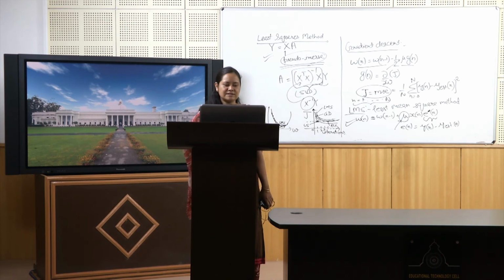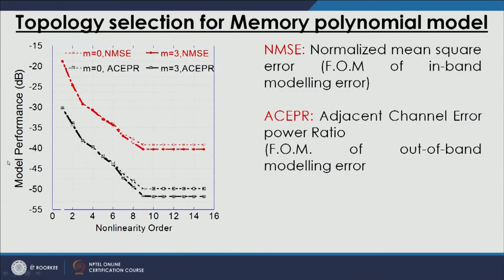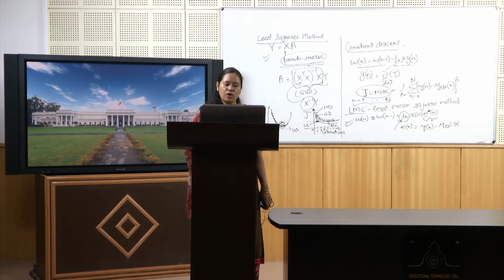In this case, we can see that if we keep increasing the memory order and nonlinearity order, for m equal to 0, then our system response model performance in terms of ACEPR. We have defined ACPR earlier, adjacent channel error power ratio, which is for the out of band modeling error. It is converging at 9th order. So, k equal to 9 should be able to give us a good order. Now, if we use m equal to 0 or if we use m equal to 3, we can see there is a difference of 2-3 dB when we use only m equal to 0 and when we use m equal to 3.